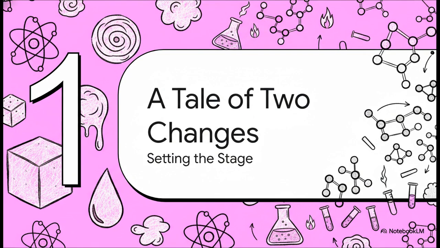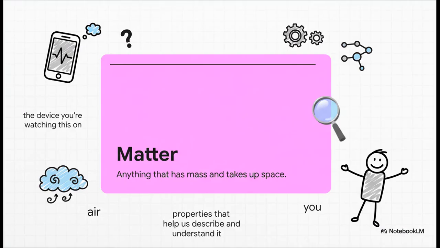All right, first things first. Before we can even talk about changing something, we have to be super clear on what that something actually is. And in science, that something is called matter. Now, that's a simple definition, but it is huge. Matter is literally everything. It's the phone or computer you're looking at, it's the air you're breathing, it's even you.